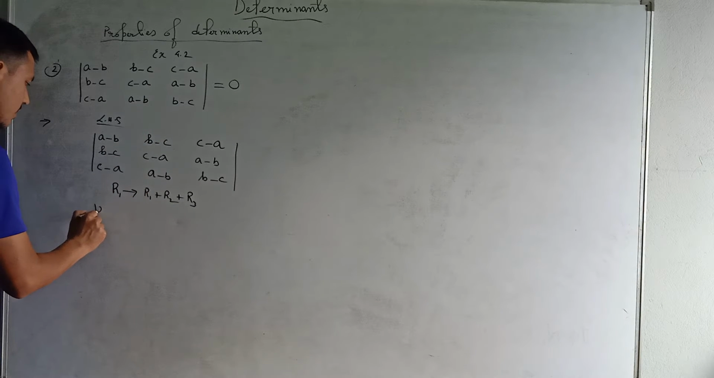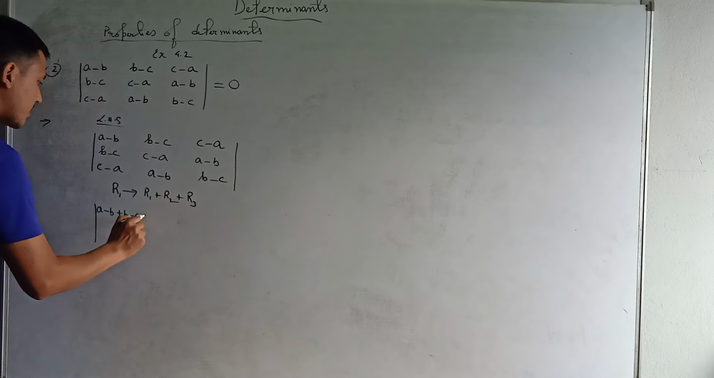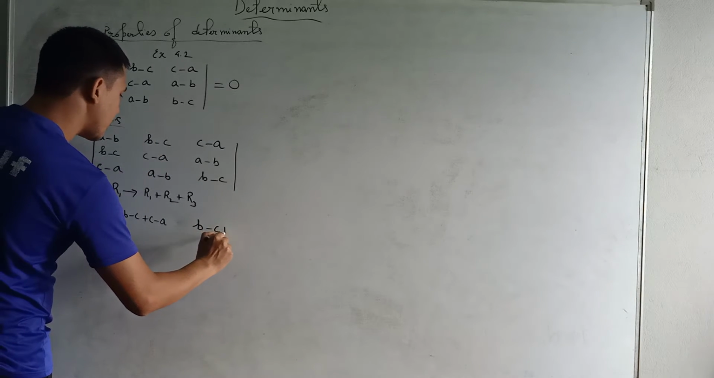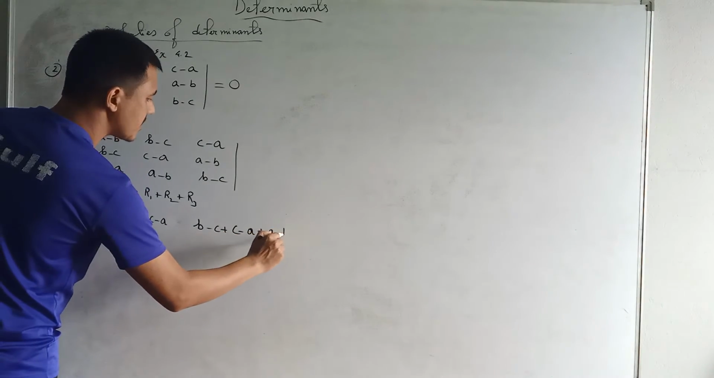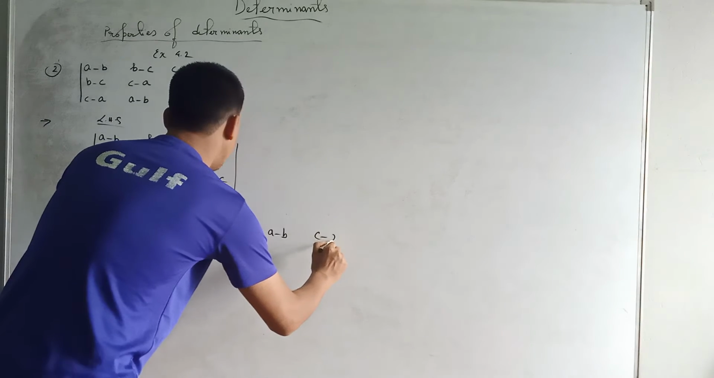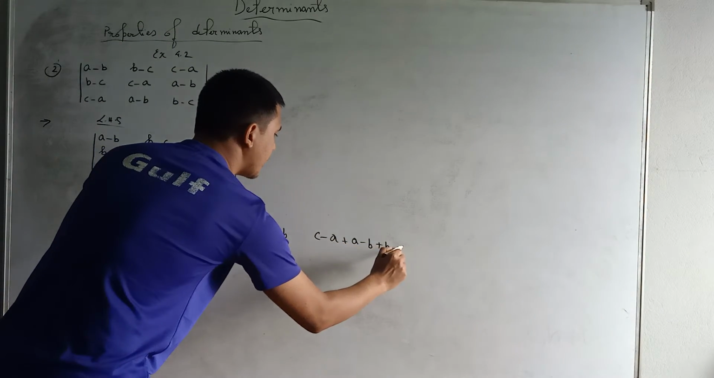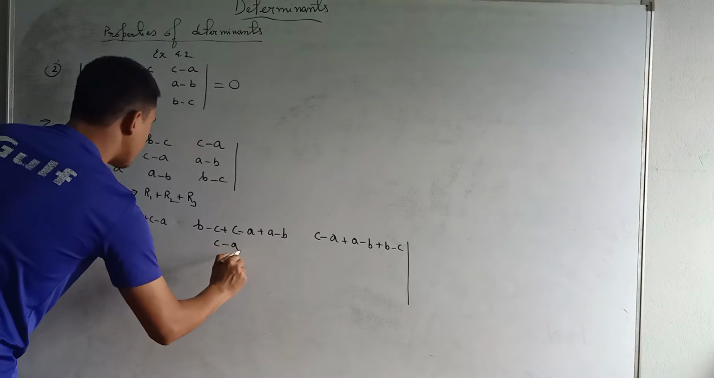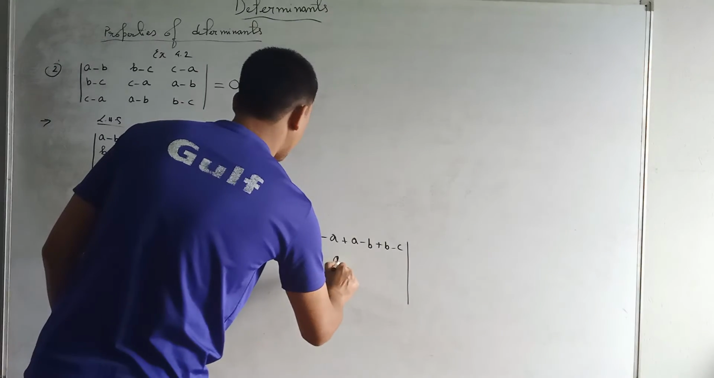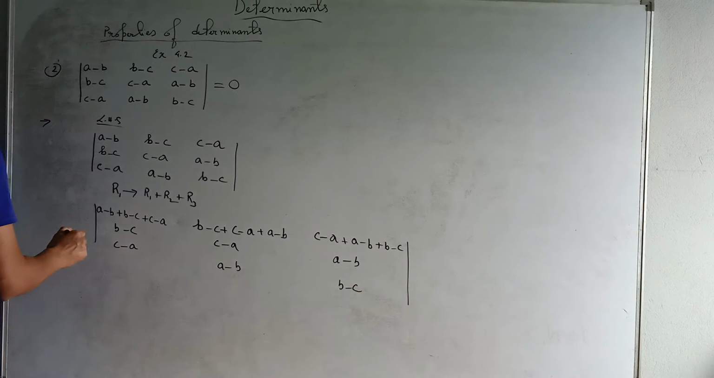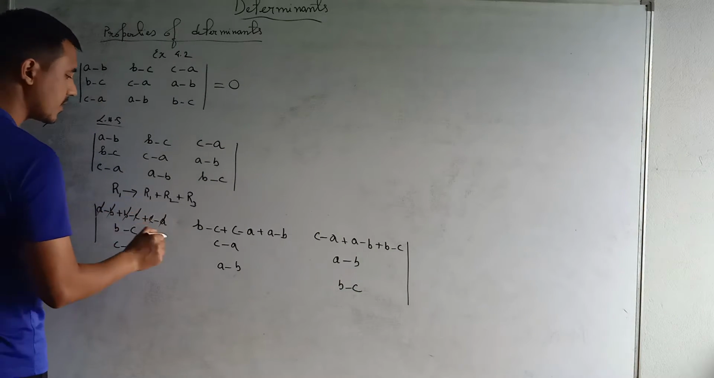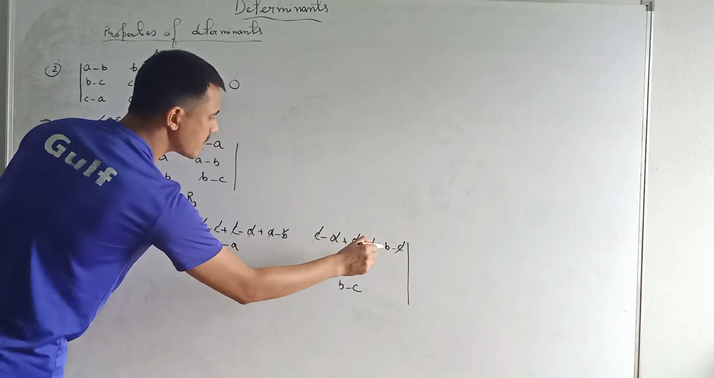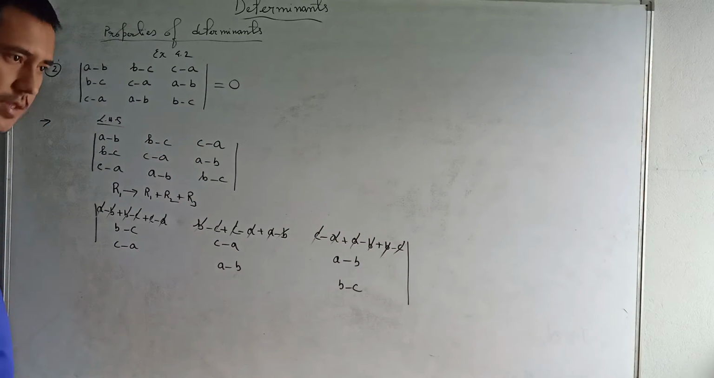Then your row 1 becomes A minus B plus B minus C plus C minus A. Now, B minus C plus C minus A plus A minus B. And C minus A plus A minus B plus B minus C. Then we have B minus C, C minus A, A minus B in row 2, and C minus A, A minus B, B minus C in row 3. Each entry of row 1 is purely 0 now.